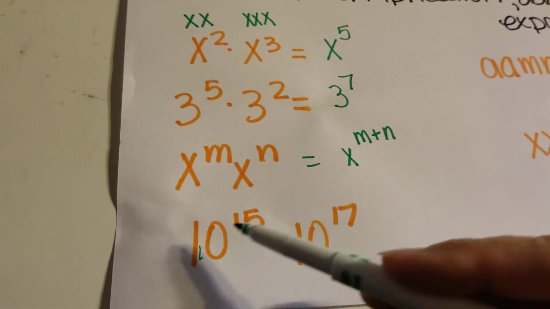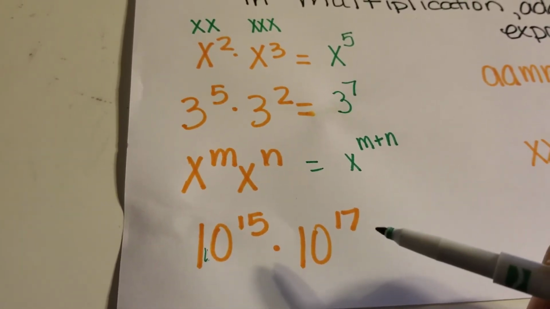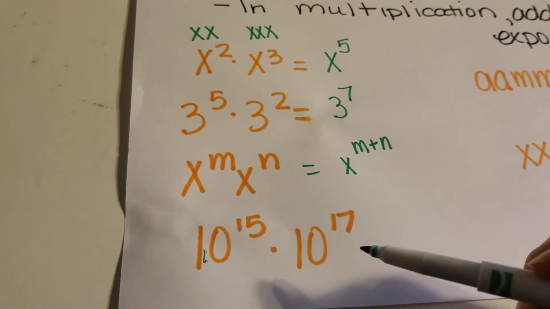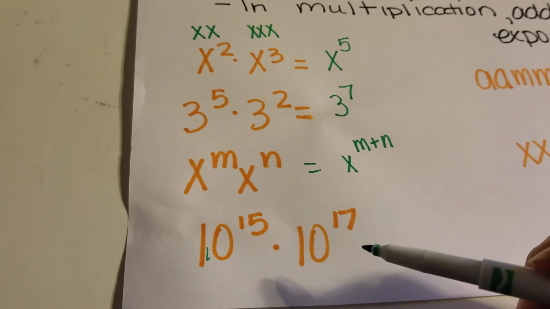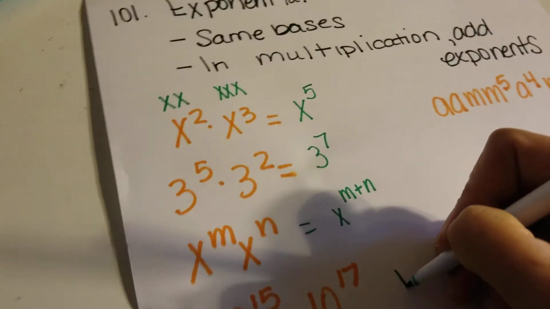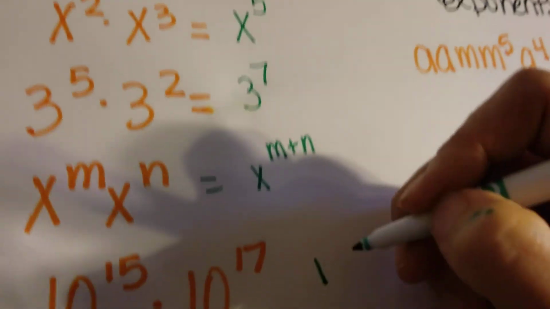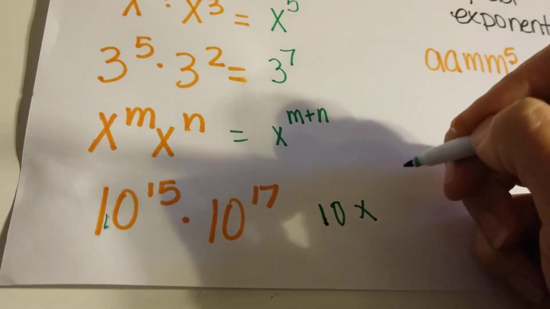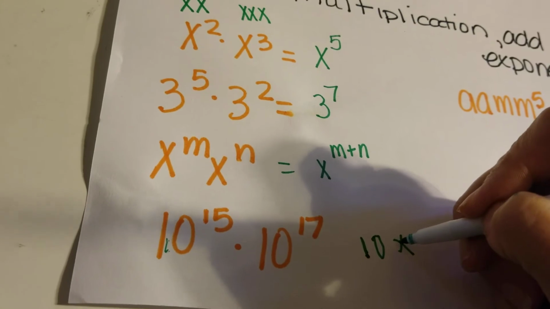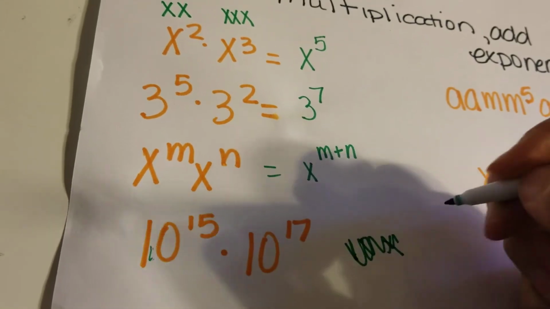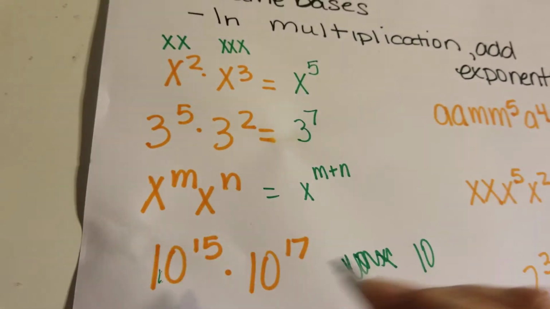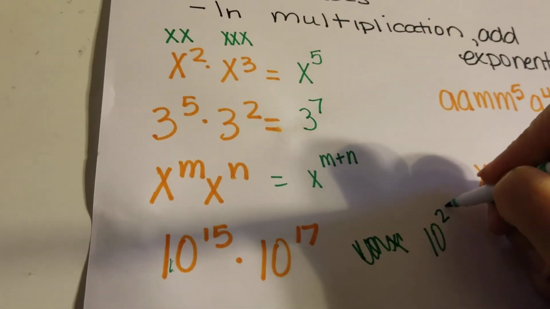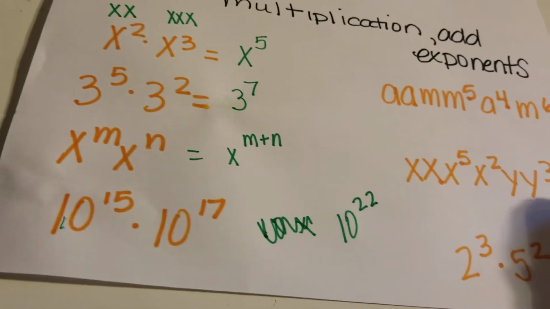All right, 10 to the 15th times 10 to the 17th. We've done this in scientific notation, if you remember. This is just an extension of what we've done in scientific notation. So we keep 10, and then I add my exponents. 22. So 10 to the 22.